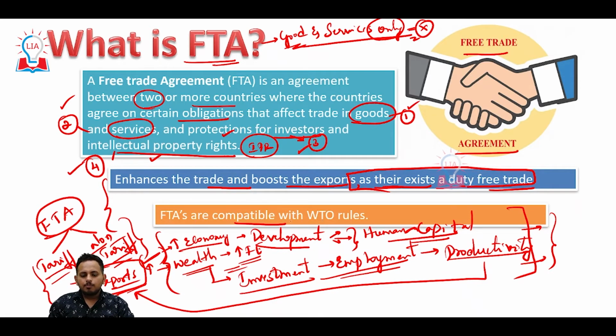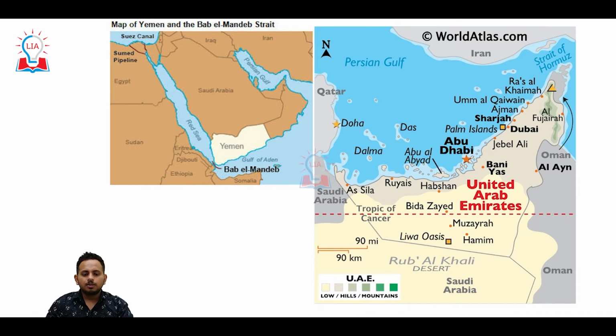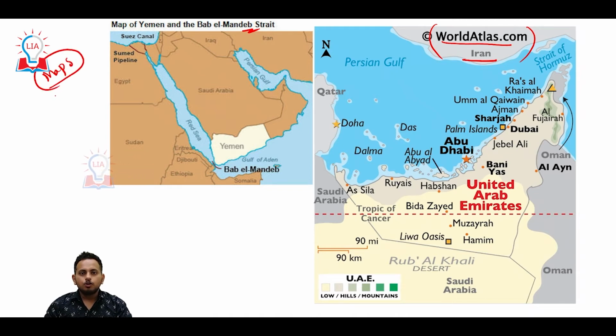FTAs are compatible with WTO rules. World Trade Organization is the rule making organization when it comes to the international trade, and these FTAs are compatible with the WTO rules. As the UAE is in news, we will have to know about some mapping terms when it comes to geography, because questions on maps are being asked extensively every year in UPSC prelims. Because of that, we will see some maps.